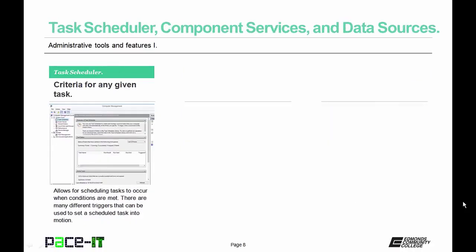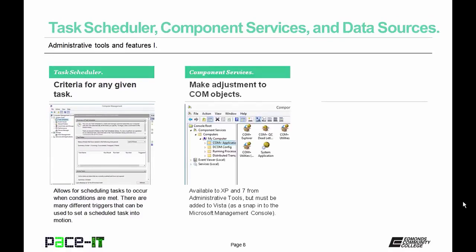Now let's talk about Task Scheduler. This allows the user to schedule tasks to occur when certain conditions are met. There are many different triggers that can be used to schedule a task, and once that criteria is met, the task happens. Component Services allow the user to make adjustments to COM objects.